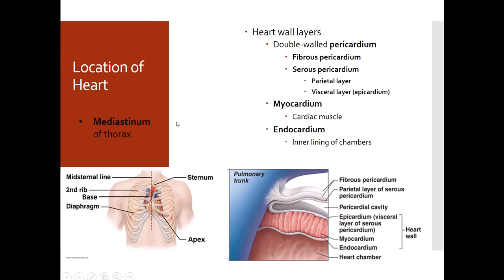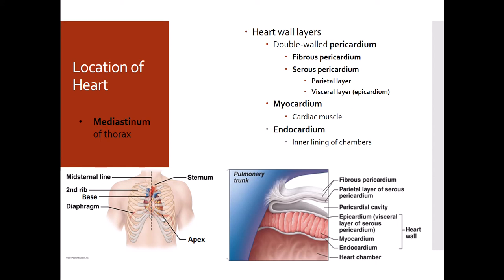Starting with where the heart is actually located in the body. It's right here in the thoracic cavity, actually within the middle portion of the thoracic cavity called the mediastinum. The base is the superior portion of the heart. The apex is the inferior portion of the heart, and it points off to the left hip.